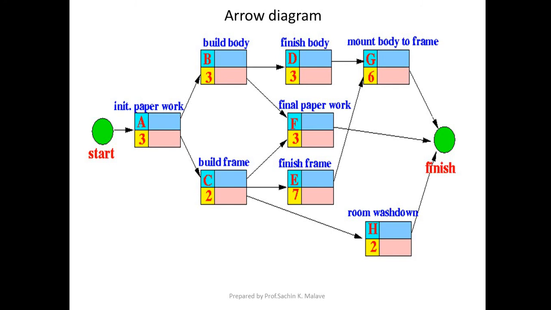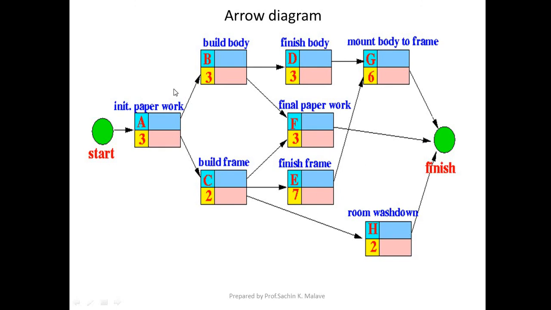You can see again one sketch is there. Here this is a start point. Start here, activity A, and the time required for activity A is, say, 3 units. Then activity B, activity C. Some kind of assembly is there: initial paperwork, then build a body, build a frame. Before going to final paperwork, there is finish body, mount body to frame, like that various activities are there, and finish frame, room, wash down.